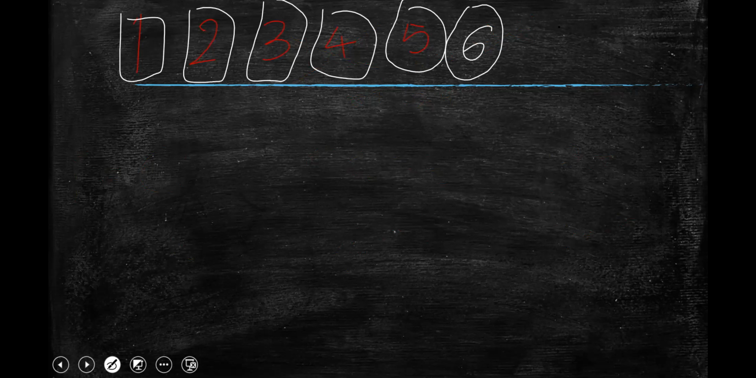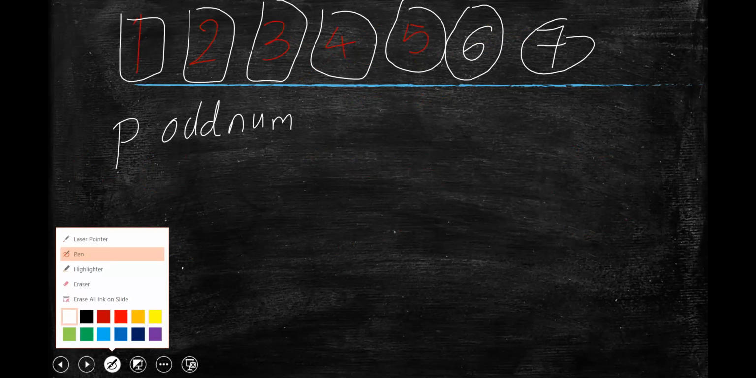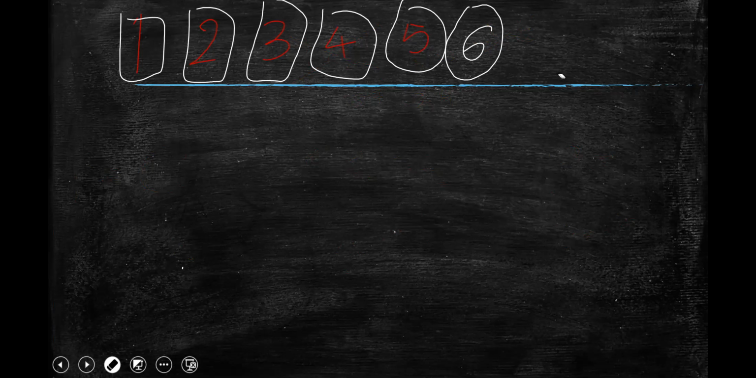And 7 also. Let's add number 7. Now, what is the probability of getting an odd number? 4/6. Oh, before that, no, I will remove 7 now.